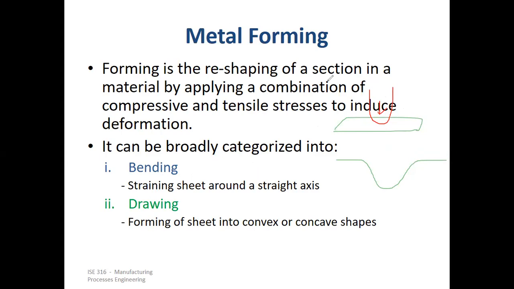And of course, there is a die at the bottom, needless to say. Because of this die, this sheet has been deformed like this because the punch is moving down. So that's drawing, right? Forming of sheet into convex or concave shape. Here you can see a concave shape, isn't it? Concave shape. It could be even convex, right? Depends on how your punch is moving.